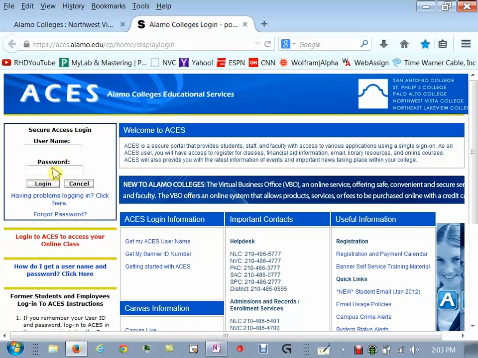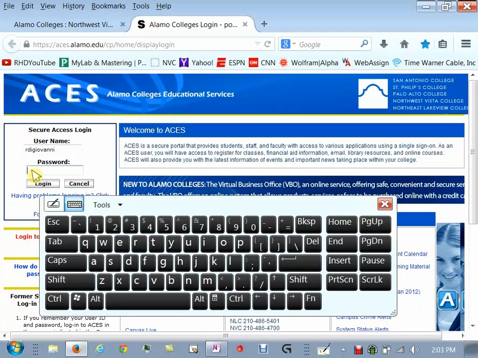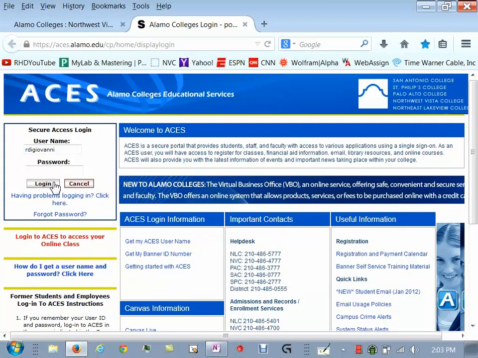So my keyboard is not working. I have a little keyboard I usually have up here, so just bear with me for a second. This ought to be interesting here. Let me do it this way. I don't want you all to see my password.